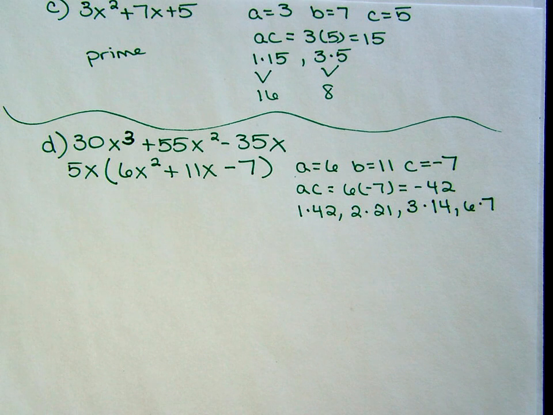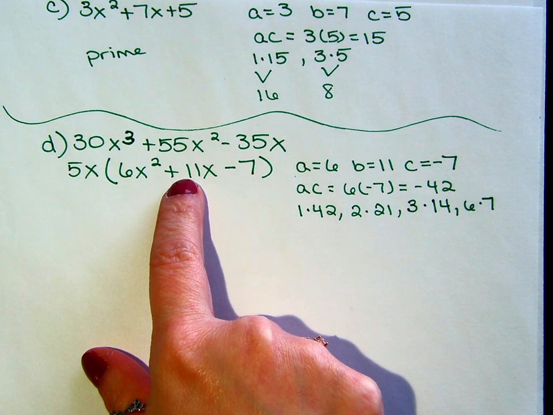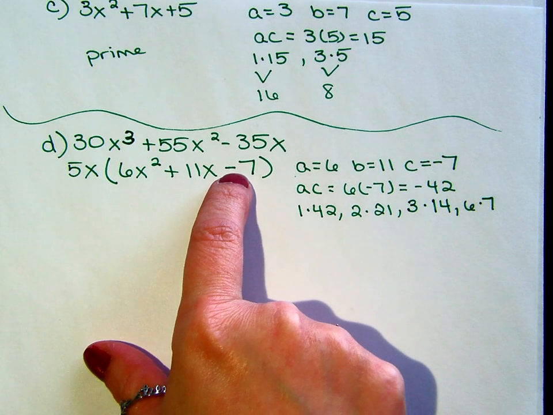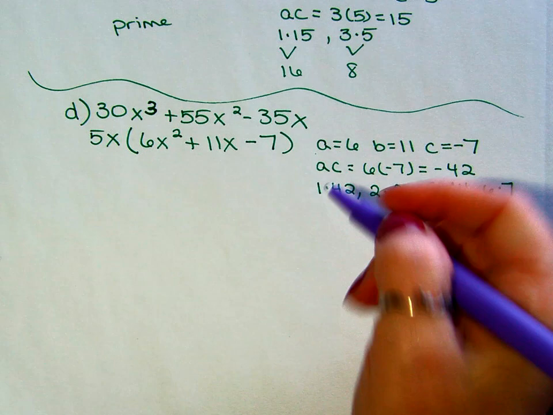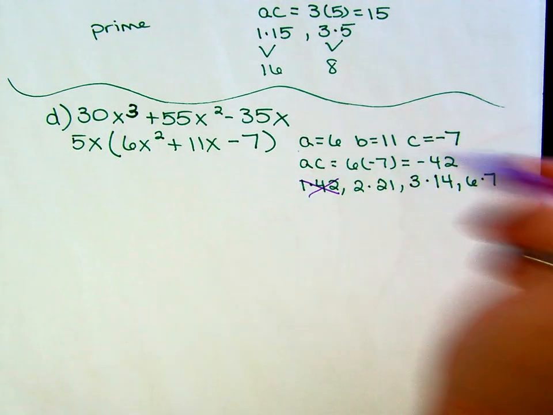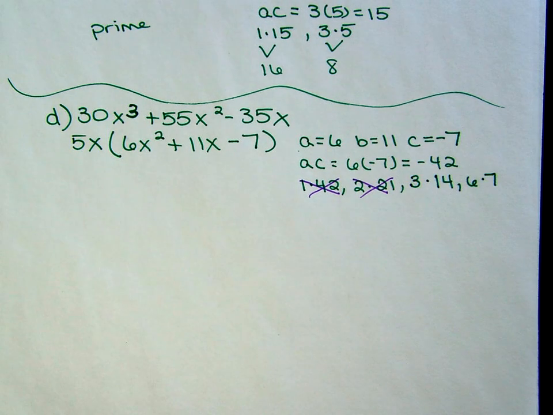Now, notice that I have a negative in front of my C, but I have a positive in front of my B. If I have a negative in front of my C, that means the signs inside my binomials are going to be different, which means the factors have to subtract to give me that middle term. So I need to look for factors of 42 that subtract to give me 11. Well, 1 and 42 is not going to do it. 2 and 21 would give me 19. That's not going to do it. 14 take away 3, that'll give me 11.